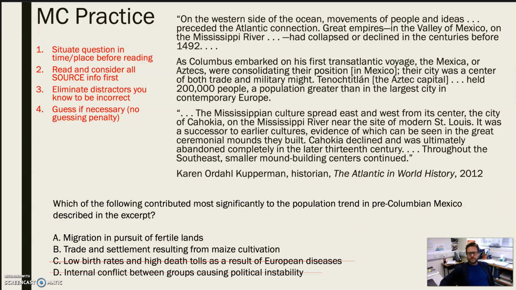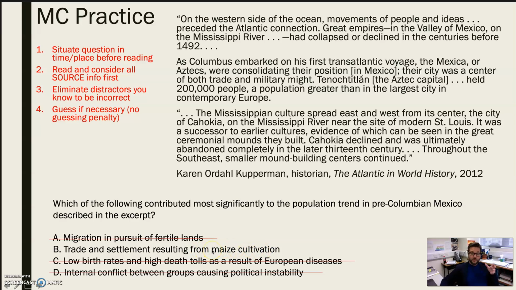Essentially, the reason it's a tricky one is because when we look at this, we see words like consolidation of their position, a city center, the capital, right? All of those words kind of lead us to understand that, like, oh wait, they're not really migrating. They're kind of past that migration stage, right? They have already settled. So instead of migration in pursuit of fertile lands, they're really actually settled, which leads us to only one option: trade and settlement resulting from maize cultivation.